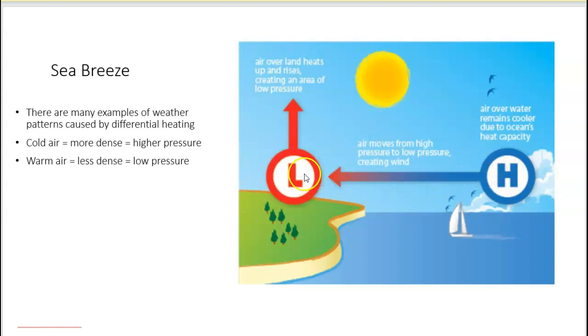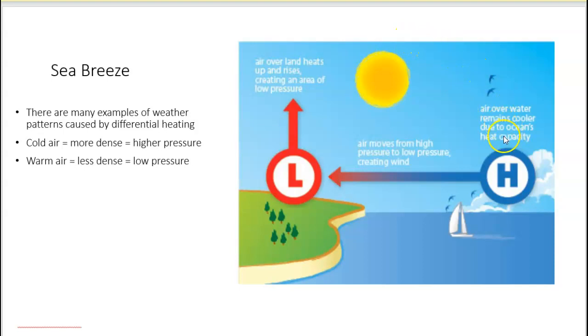As the air above the land is heating up, its pressure is decreasing, right? It's becoming lower in pressure because we just talked about how when molecules get hot, they move faster, their density decreases, and so they move upward. So as that air rises over the land that is hot, it moves away from the heat source. And so it starts to form that convection current.